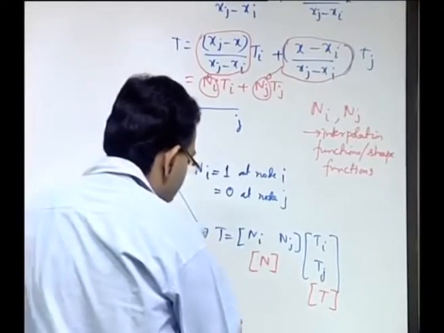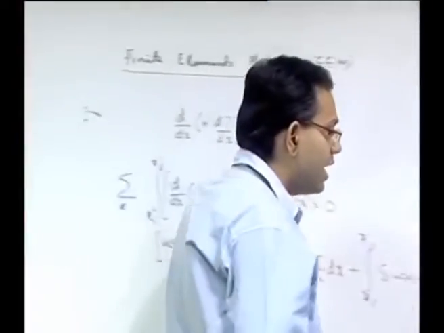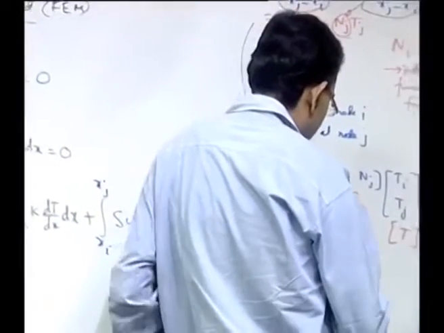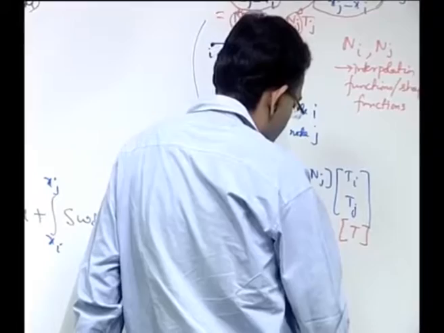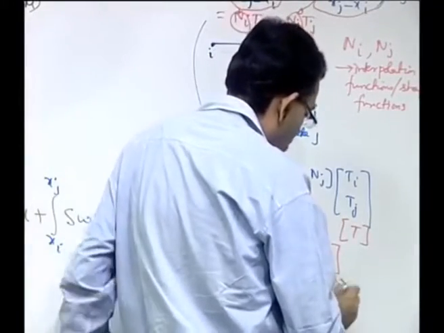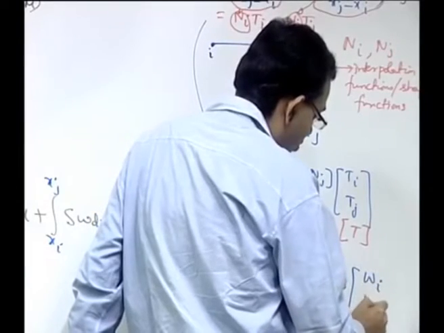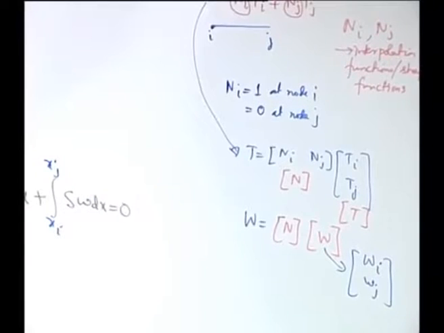Now, question is, what is the weight function? In the Galerkin's method, the trial function and the weight function have the same form. So, that you can write as N into W, where what is this W? W is Wi and Wj. Conceptually they are like delta Ti and delta Tj.